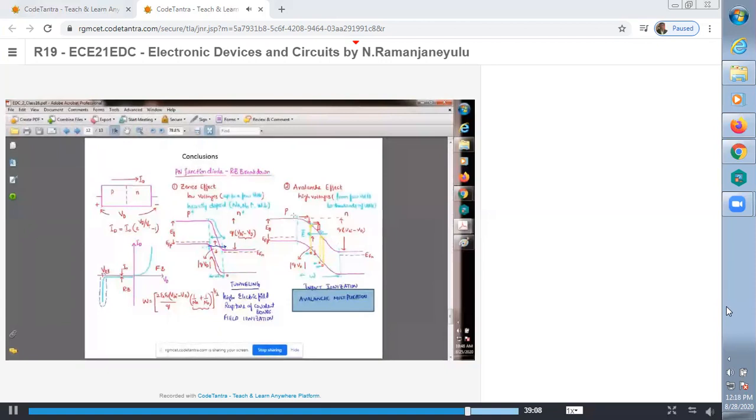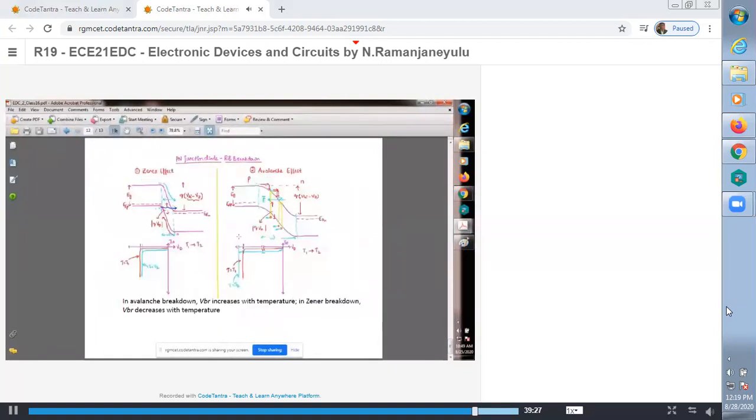It accelerates towards the N side with high speed. During this, it breaks some other covalent bonds and generates an electron-hole pair. Similarly, the resulting electron and hole again generate further electron-hole pairs. Like that, carrier multiplication takes place. That type of multiplication is called avalanche multiplication. Due to this, a large amount of carriers cross the junction, and a large current flows through the junction in reverse bias after breakdown.